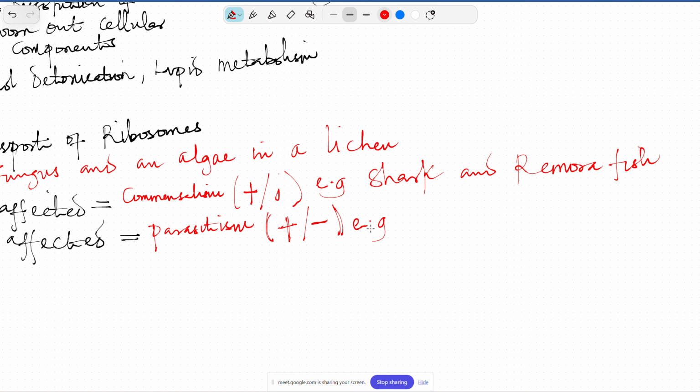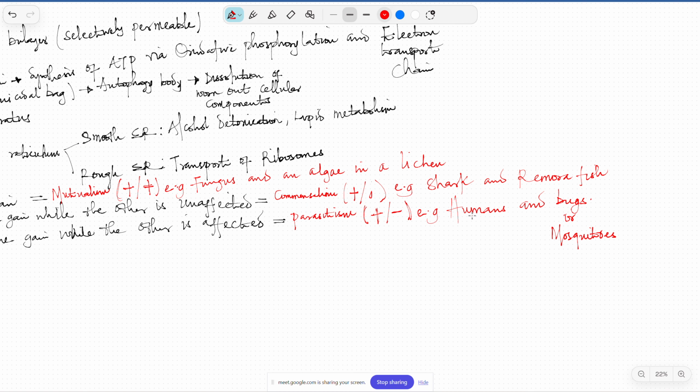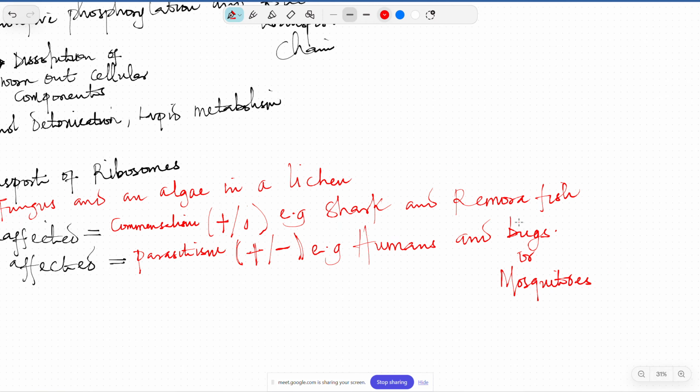Third one, for example, parasitism, is humans and bugs, or humans and mosquitoes. The human being is the supply of nutrients to them, while they are causing diseases to us, right? So they are the only ones gaining.